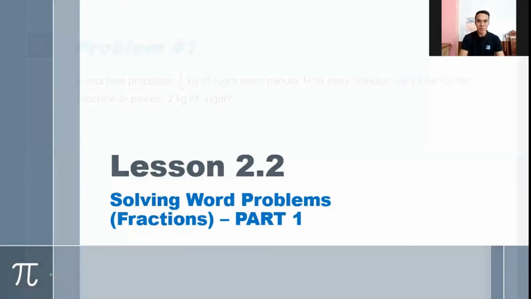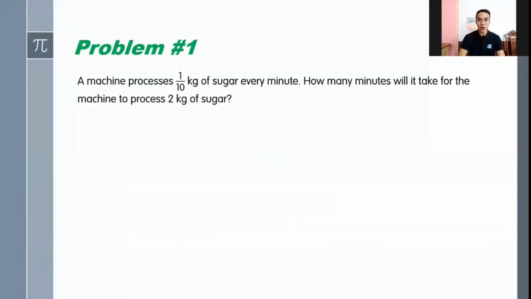Let's have problem number 1. By the way, I only have 4 problems here. Problem number 1, a machine processes 1/10 kilogram of sugar every minute. How many minutes will it take for the machine to process 2 kilograms of sugar? So what we're going to look for here is we want to know the number of 1/10 in 2, and that will give us the answer.